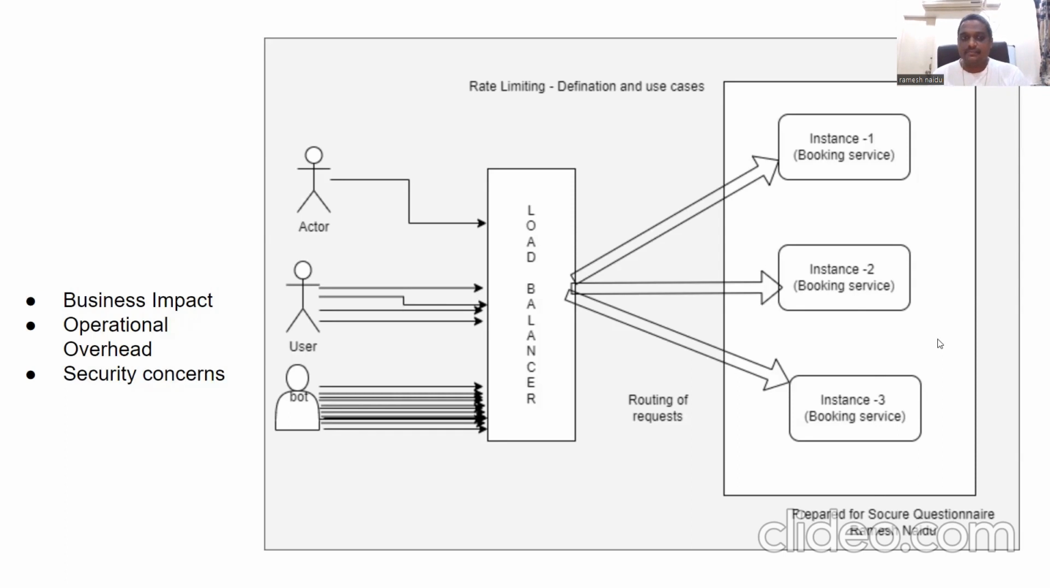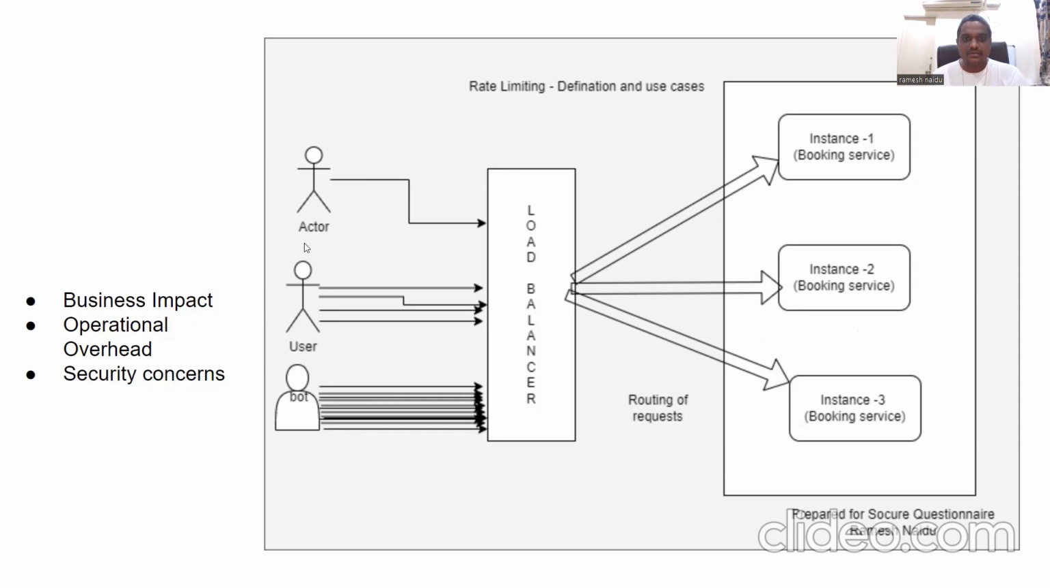Now, the main important instance which I want to cover is only the rate limiting part. So, what is the importance and what is the usage of rate limiting? Why is it so important for us from the business point of view, from the operational point of view, from the security point of view? I want to cover these three points in this video.